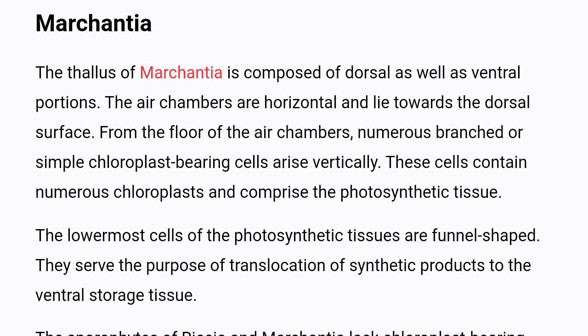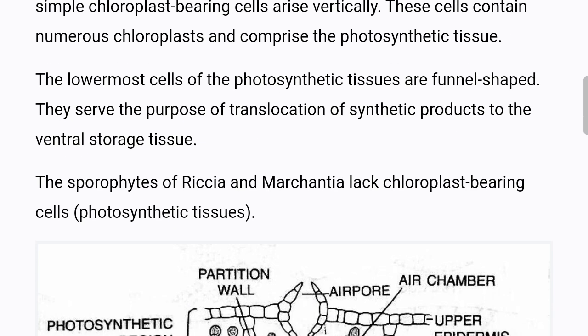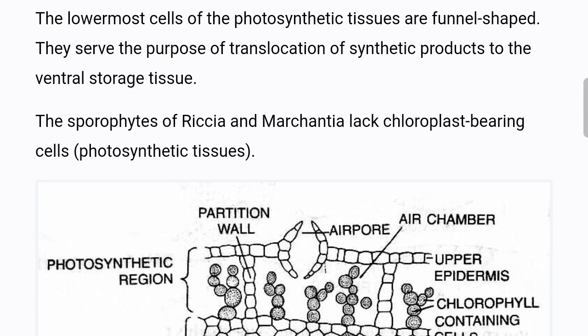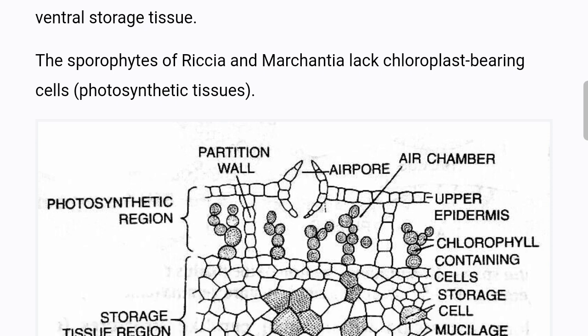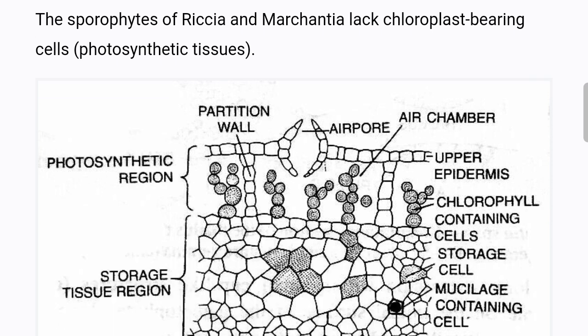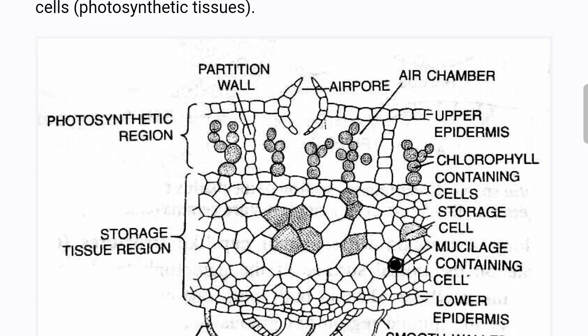From the floor of the air chambers, numerous branched or simple chloroplast-bearing cells arise vertically. These cells contain numerous chloroplasts and comprise the photosynthetic tissue. The lowermost cells of the photosynthetic tissues are funnel-shaped. They serve the purpose of translocation of synthetic products to the ventral storage tissue. The sporophytes of Riccia and Marchantia lack chloroplast-bearing cells, that is photosynthetic tissues.